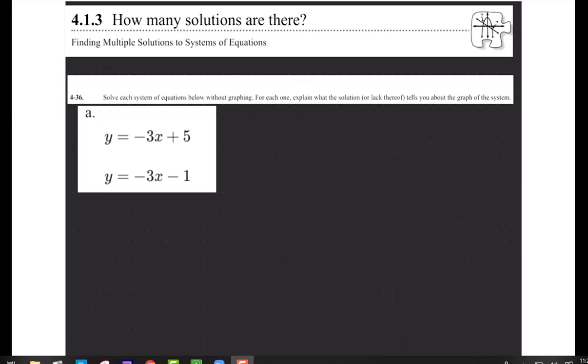So how are we going to do that without graphing these guys? Oh, set them equal to each other? We can do that because we were just talking about that, right? We know that y is going to equal y, x is going to equal x. So if it helps a little bit, write that y equals y to begin with. And what does y equal? Well, one of them equals negative 3x plus 5. And what's the other one equal? Negative 3x minus 1. Right?